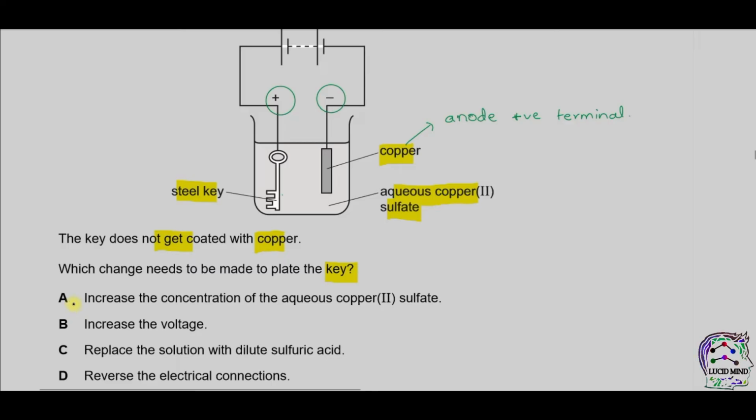Let's look at the options. We have A, which says increase in concentration of the aqueous copper 2 sulfate. This will not result in the electroplating because the terminals are reversed. Part B is increase in voltage. It is also incorrect. Part C is that the replace solution with dilute sulfuric acid. This is also incorrect because we need the solution of copper in order to electroplate copper. Part D, reverse electrical connections. This one is true. Correct answer is therefore D.